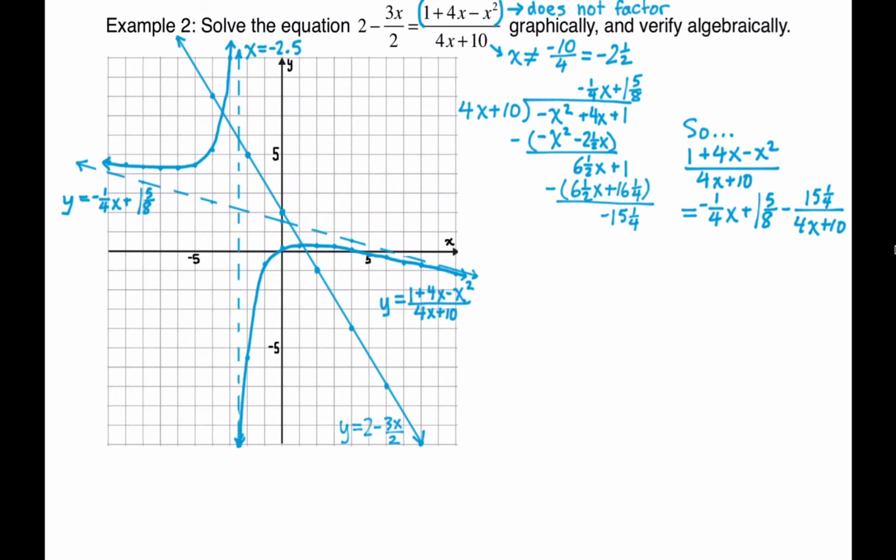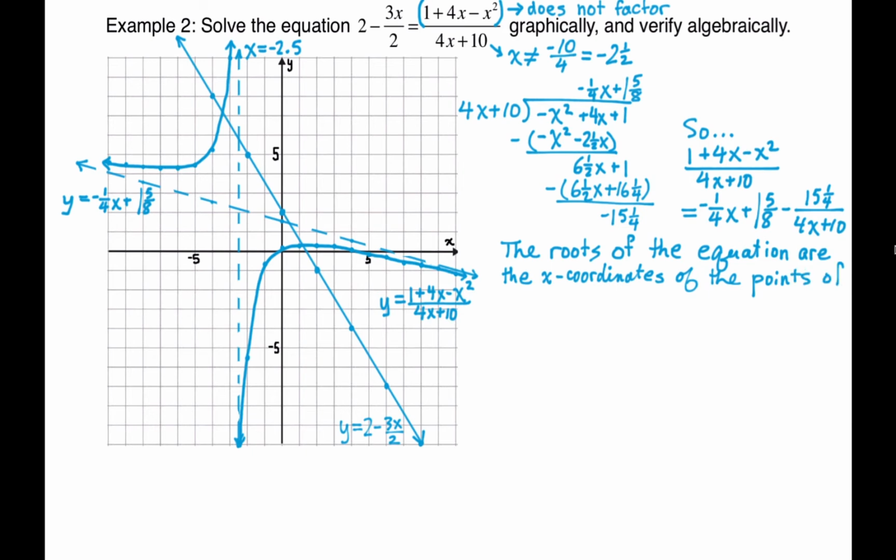Now, the way that you solve this graphically is the roots of the equation are going to be the x-coordinates of the points of intersection of the two graphs. So here's one of the points of intersection and here's the other. And the x-coordinate is -3.3 for this point of intersection, and the x-coordinate here is 1.1 for this other point of intersection. So those are the two roots of the equation.